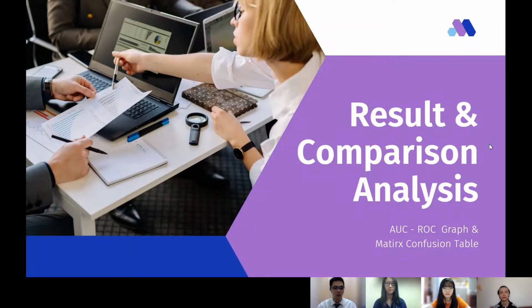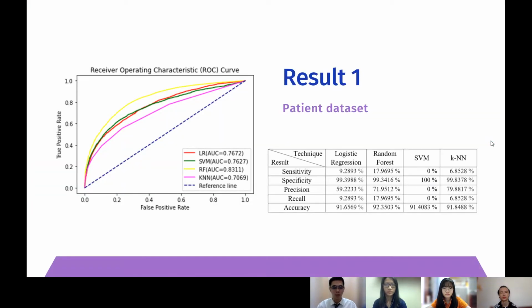Then I and CHENG will continue the presentation with result and comparison analysis. So this is result 1 from the patient dataset, where the random forest has the highest performance, which is 0.8311, the yellow line here.